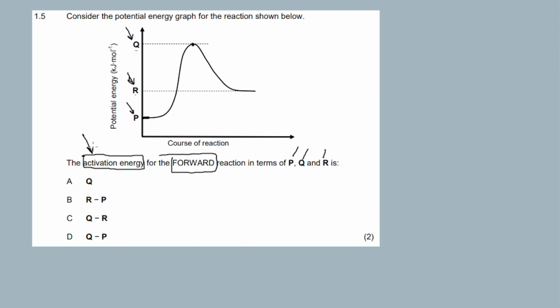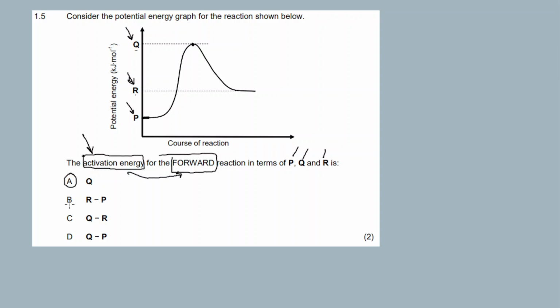Another thing I want us to check is to remember what activation energy is. Activation energy is the energy required by a chemical reaction. It's the energy required to kickstart or start a chemical reaction, right? Or motivate or ignite a chemical reaction. That's activation energy, right? But here we want the activation energy according to the graph for the forward reaction in terms of PQR.